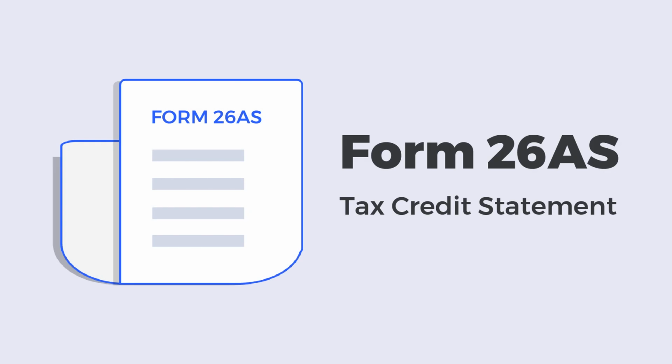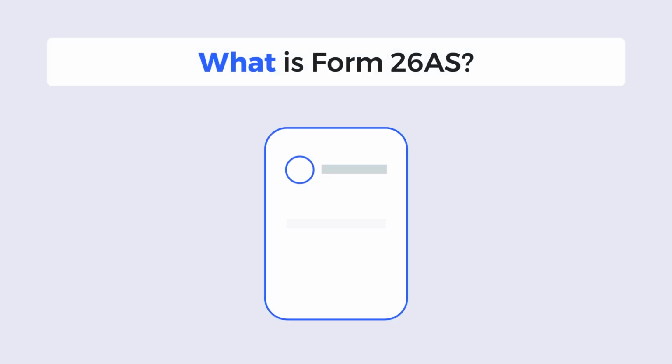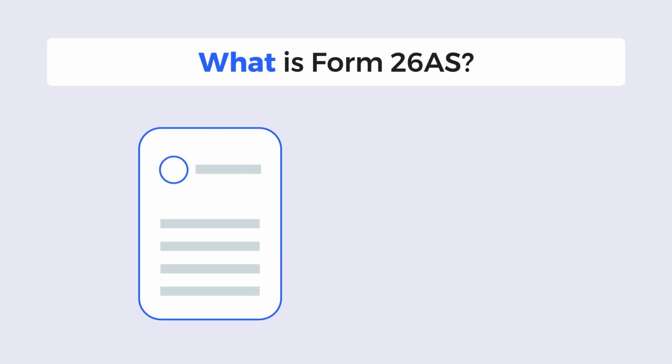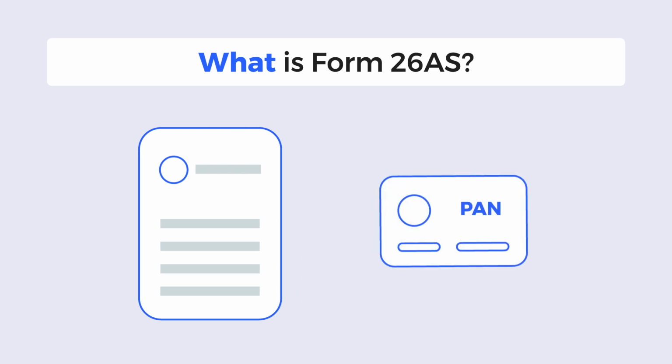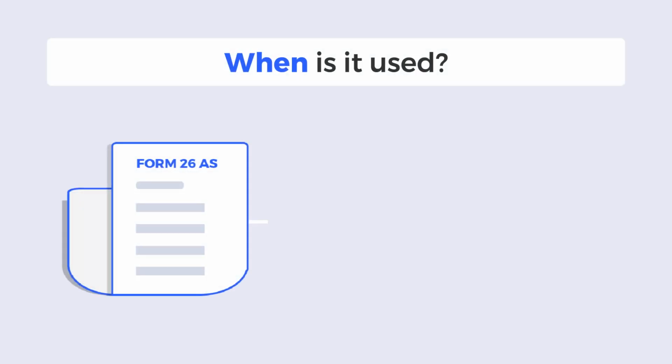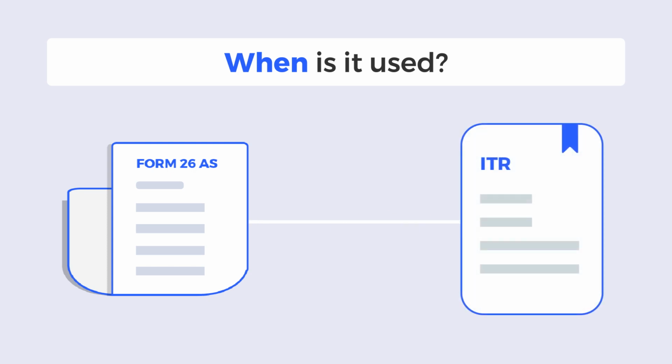Form 26AS is your tax credit statement for the financial year. Similar to a bank statement, except for debit and credit transactions, it contains details of tax credit on your PAN. It is an important document when filing your income tax return.